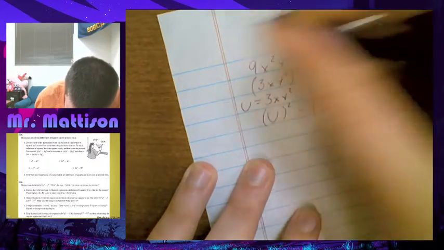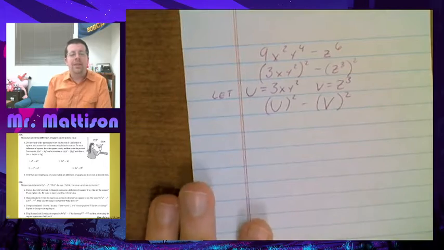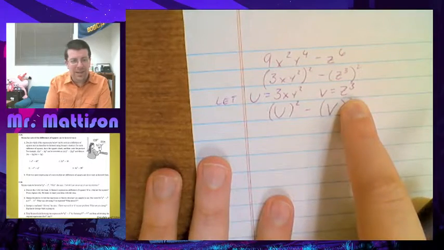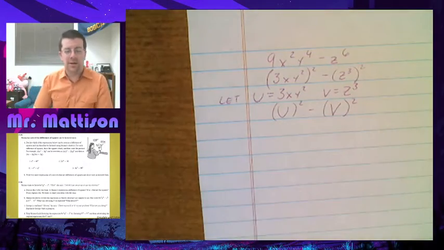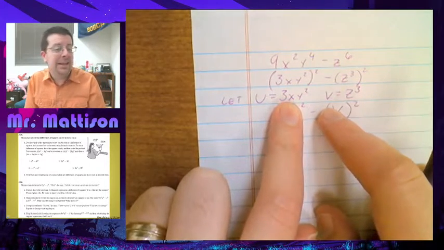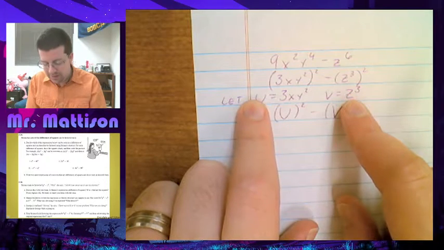And I'm going to say let in front of that. That's going to be more formal math thing to do, is I'm going to let u be this and let v be this. So I've defined what those new variables I have introduced are. So now I can replace any 3xy squared with u and any z cubed with v.